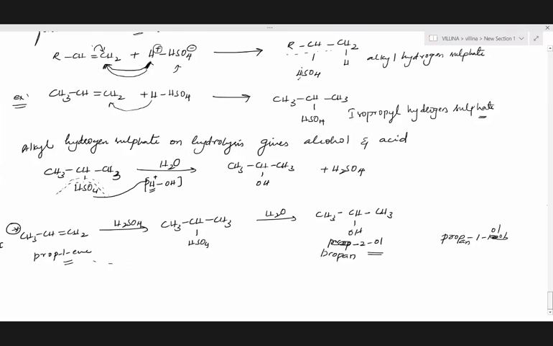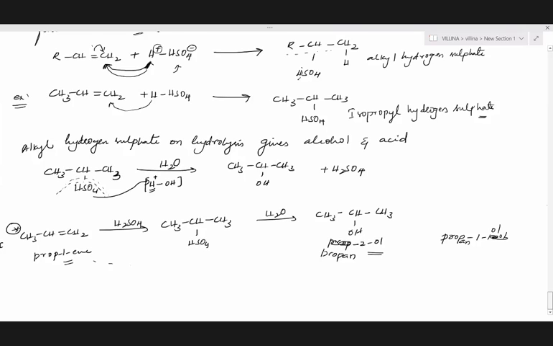So this is called alkyl hydrogen sulfate, because the sulfate, if both the protons are removed, then only we can call it a proper sulfate, but there is one more hydrogen intact. That's why we are calling this the alkyl part and this the hydrogen part, alkyl hydrogen sulfate. So this is the net reaction.